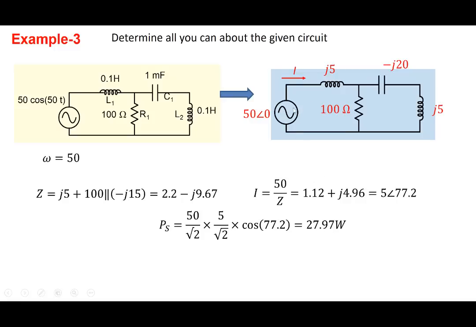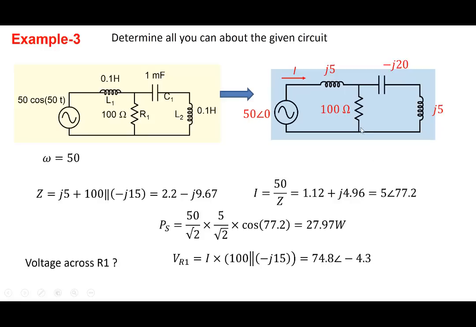And where will this power be dissipated? Well, the inductor cannot absorb power, the capacitor cannot absorb power, so all this power must be dissipated across the 100 ohms. We can check that by calculating the voltage across the 100 ohm resistor. This current I flows through a parallel combination of 100 ohms and these two elements here. So VR1 is I times 100 parallel minus J15, the combination of these two. If you do it properly, that is 74.8 angle minus 4.3.